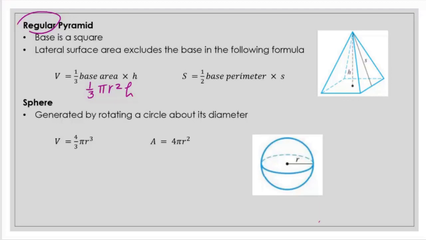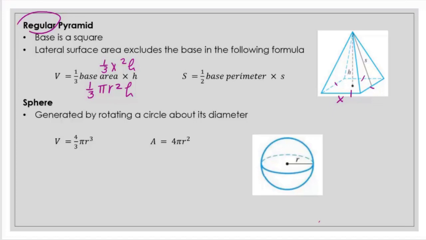In this case, the base area simply isn't a circle. So we have written here the more generic formula, 1/3 of the base area, and maybe we'll just label the side length as x. In this case, it would be 1/3 x squared times h. So we're left to our own devices here to find the area of the base. Similarly for lateral surface area, again, we're left to our own devices to find the area of the base.